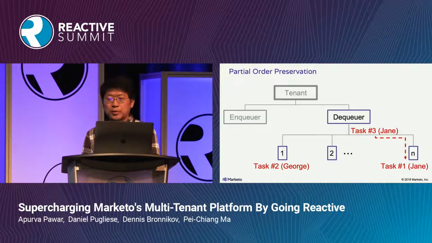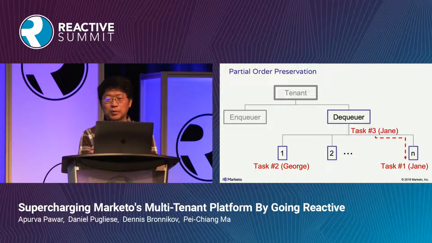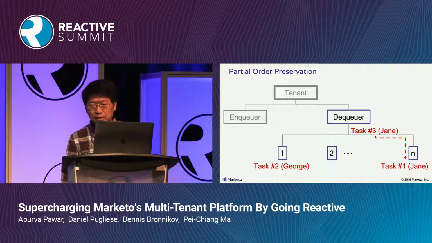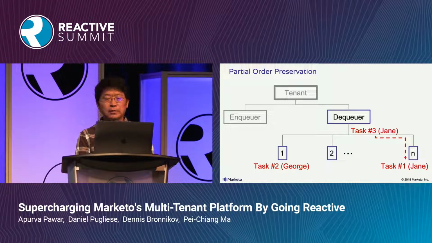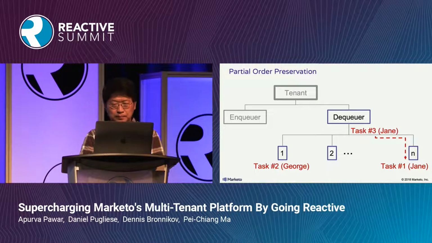So for partial order preservation, which is a unique business requirement we have for trigger campaign execution, we'd like to execute tasks to the same target in the same order as they came in. So if we have task 1 to Jane, which was already sent to executor number n, we'd like to send task 3 to executor number n, since task 3 is also targeted to Jane. Even though executor number 2 is available to process any task at this moment, we still do so.